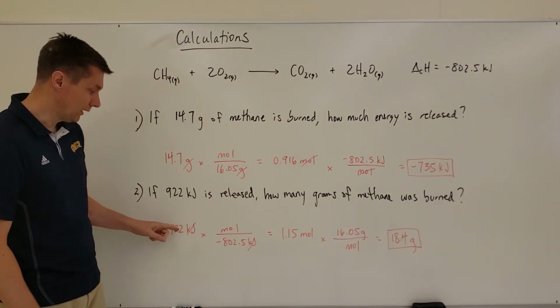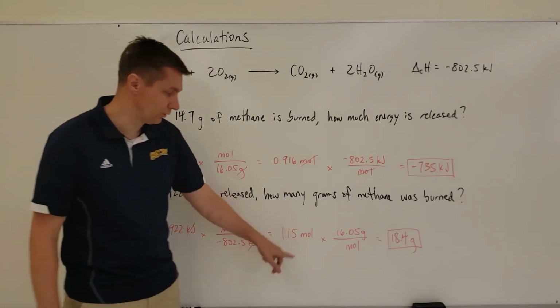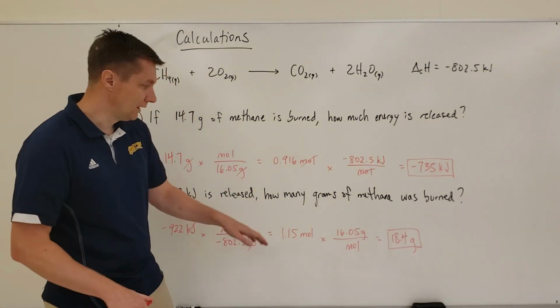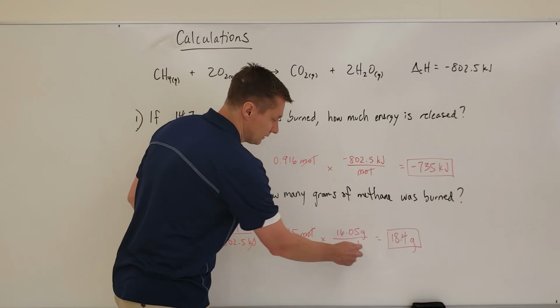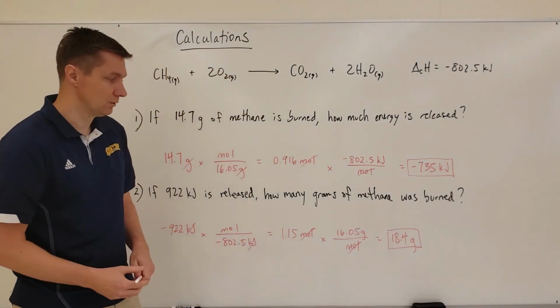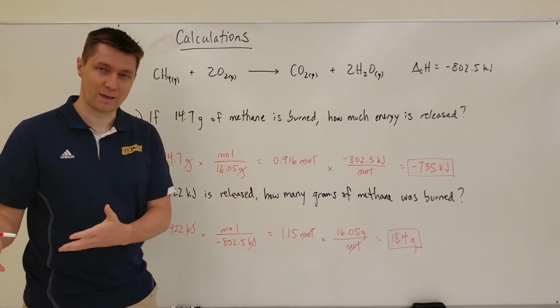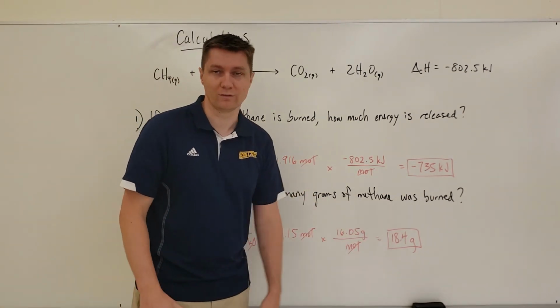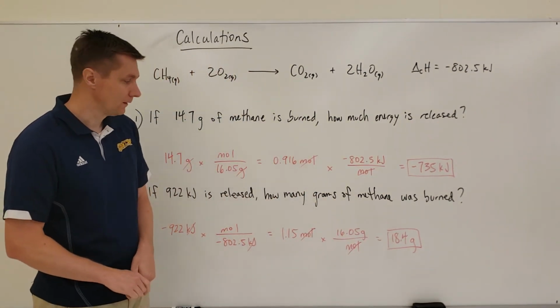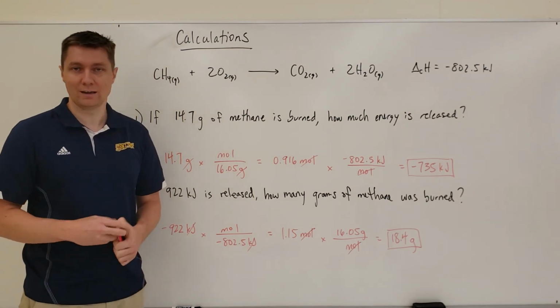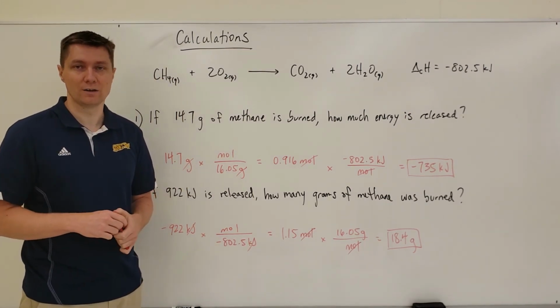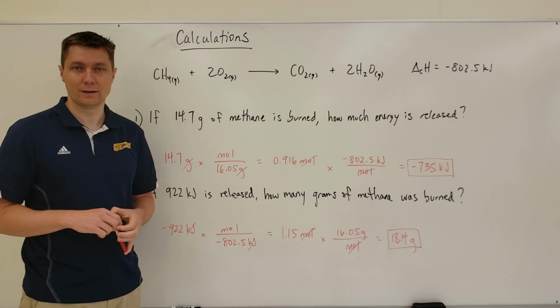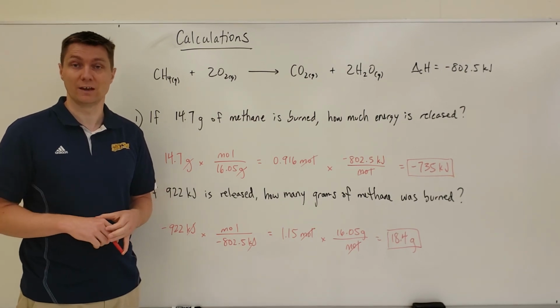Then I do the math and end up with 1.15 moles. Again canceling out the units, using the molar mass, I can convert the moles of methane into the mass of methane, and I get my answer of 18.4 grams for that question. These are calculations that you will need to know how to do when you are doing questions that relate to potential energy changes.